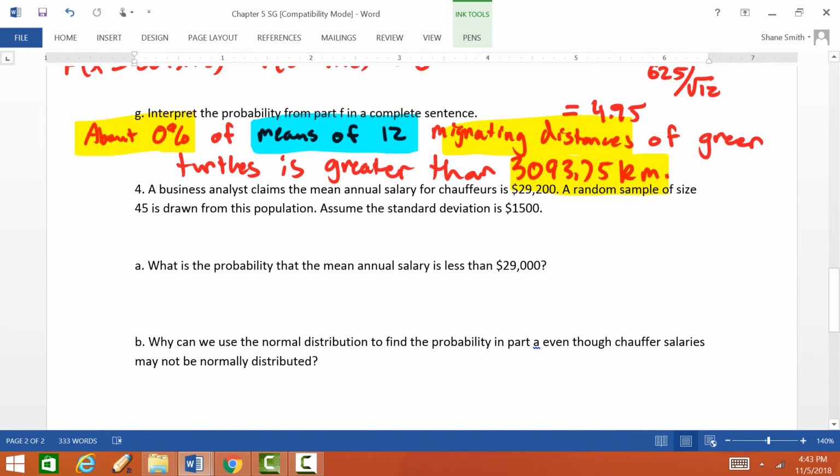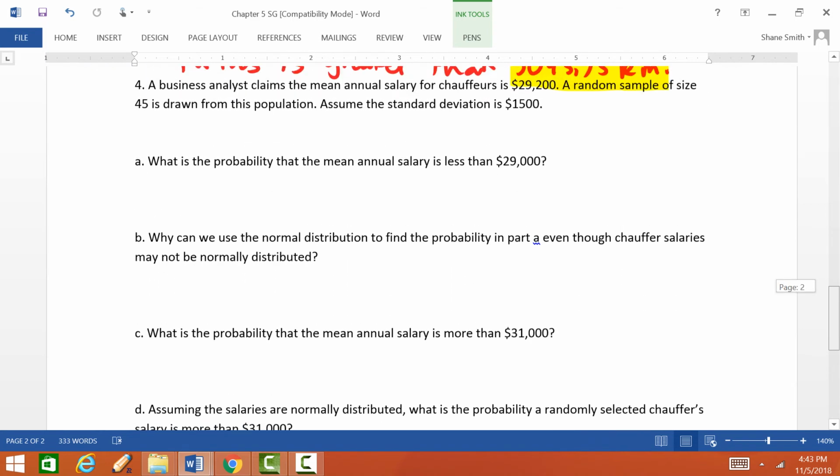If it's an individual, mention that it's just 0% of migrating distances. You don't have to mention that it's the mean. So make sure you read the question again before you write the sentence. Okay, question 4 then, last one.